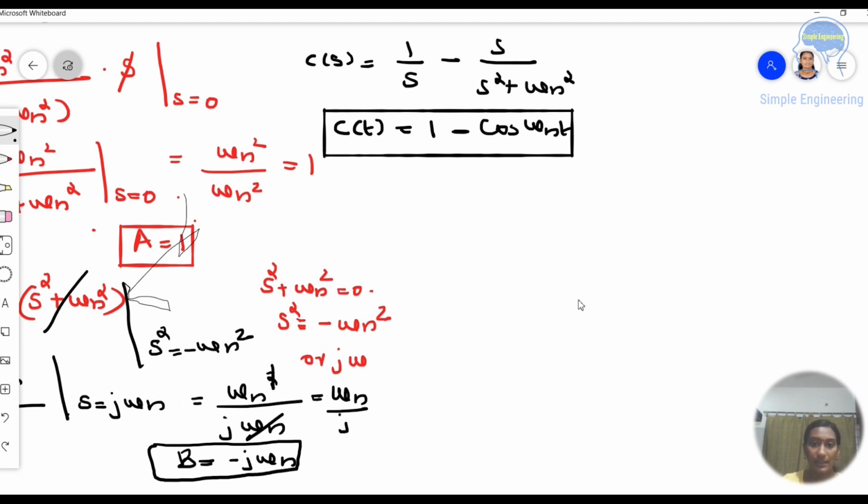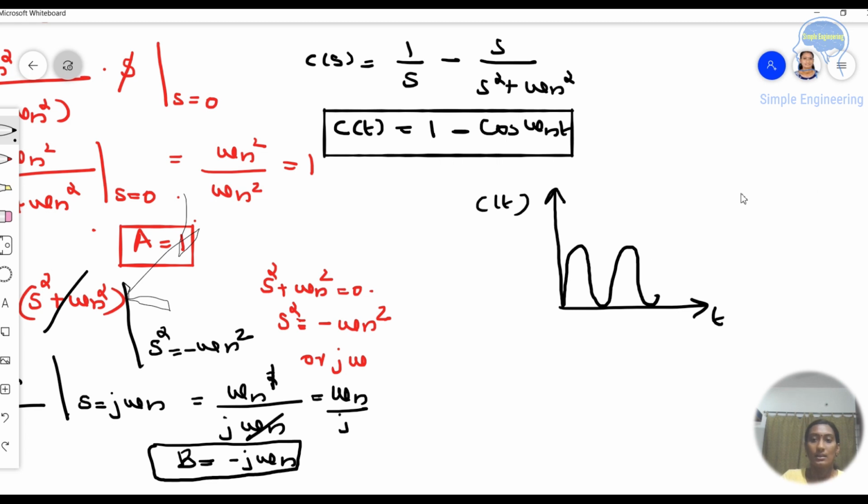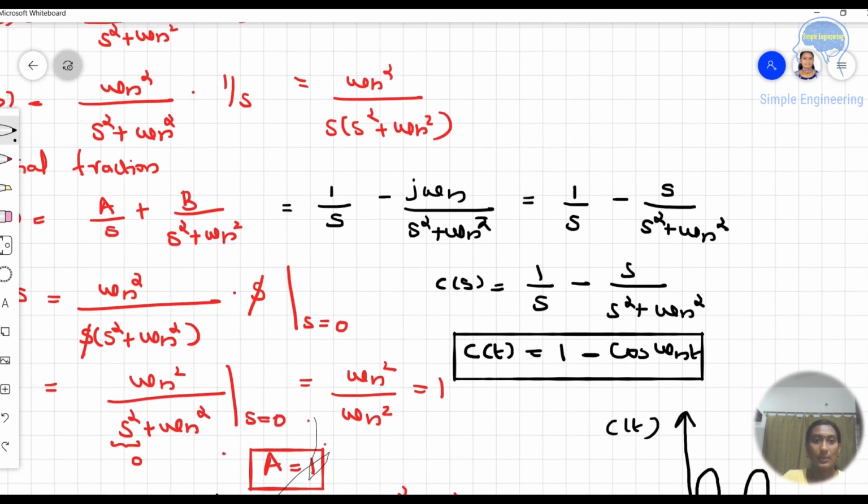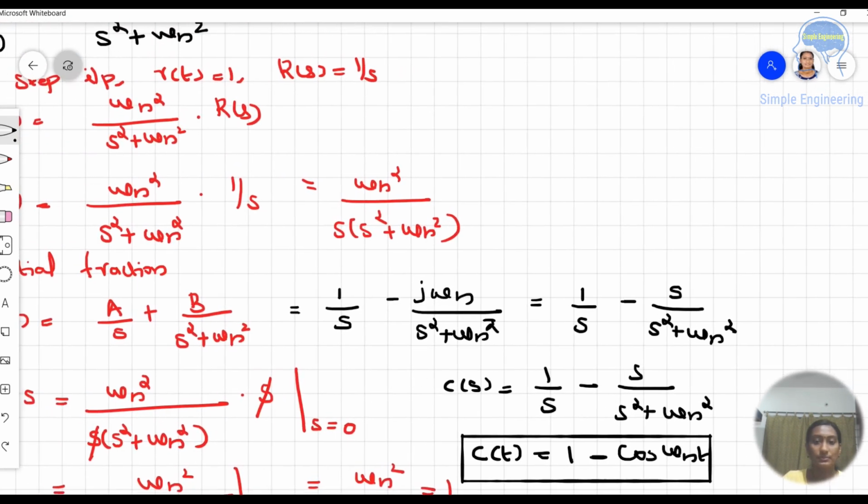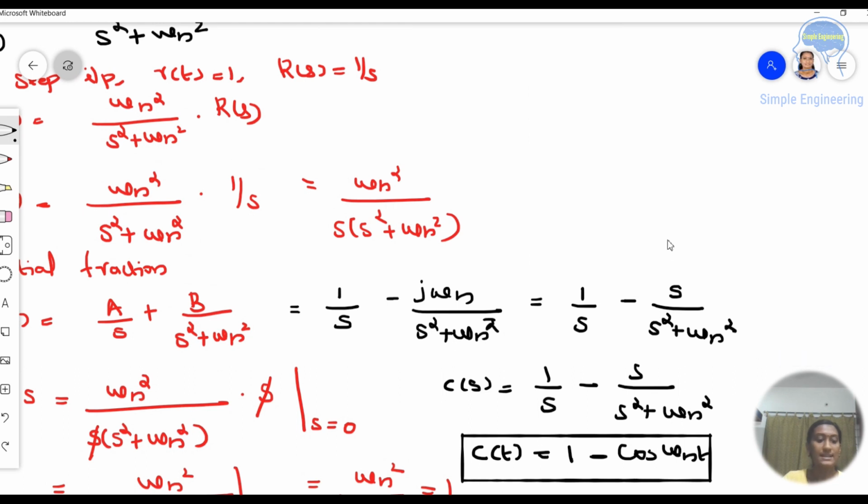If we plot that in the graph, you will get t on one axis and c(t) will be the output. So 1 minus cos omega n t means the cosine will be like this, and you will get the graph like this. So that is about the response of the undamped second order system for a unit step input.